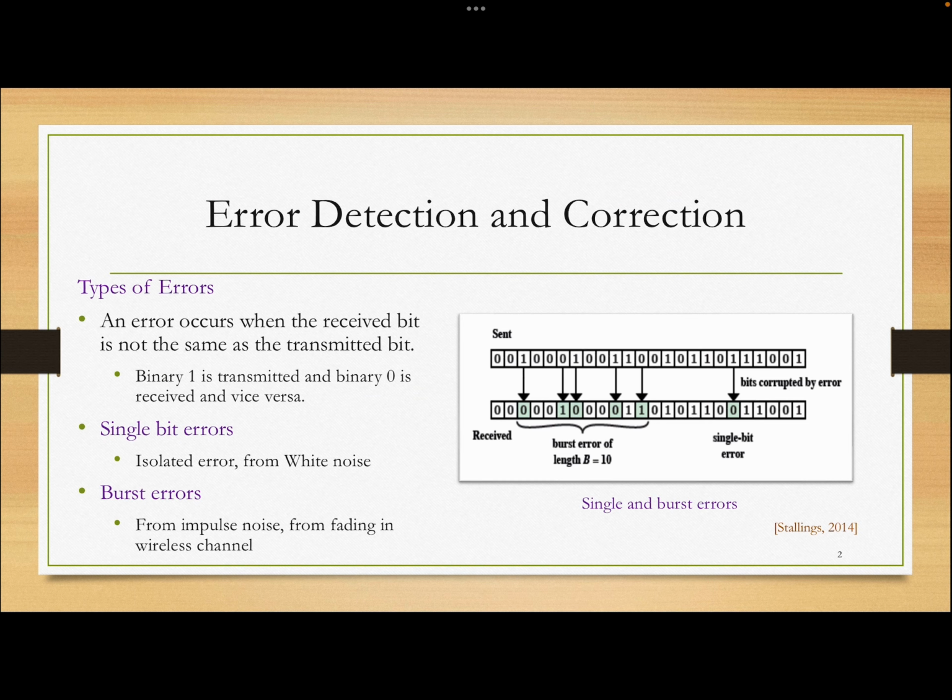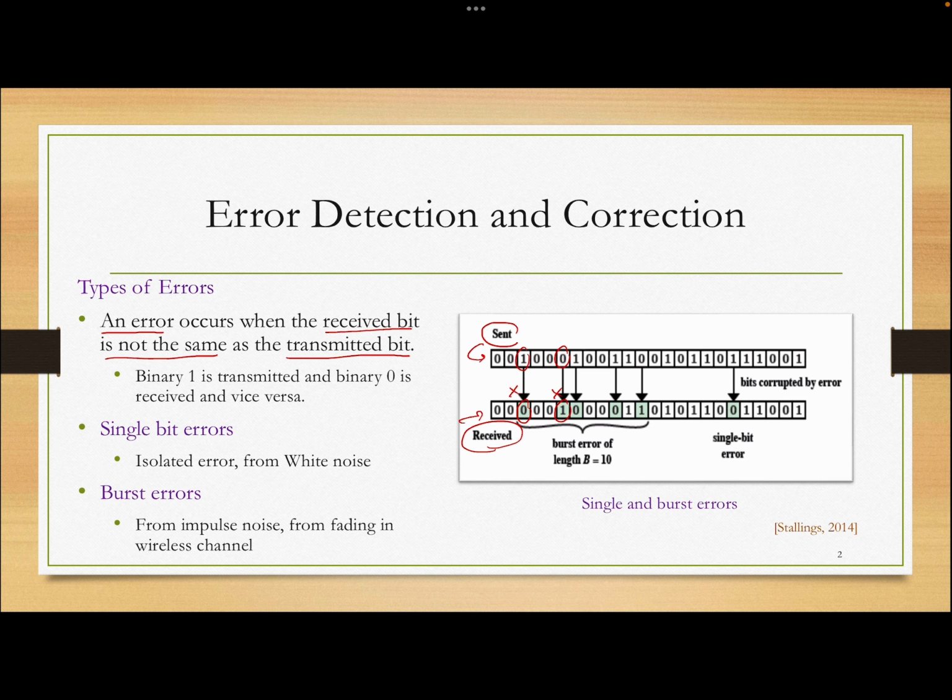What is an error? An error occurs when the received bit is not the same as the transmitted bit. Look at the picture here. This is the send sequence and this is the receive sequence. If you send 1 but you receive 0, this means there's an error at this bit. And if you send 0 and you receive 1, there's another error at this bit. So we have errors at the arrows here.